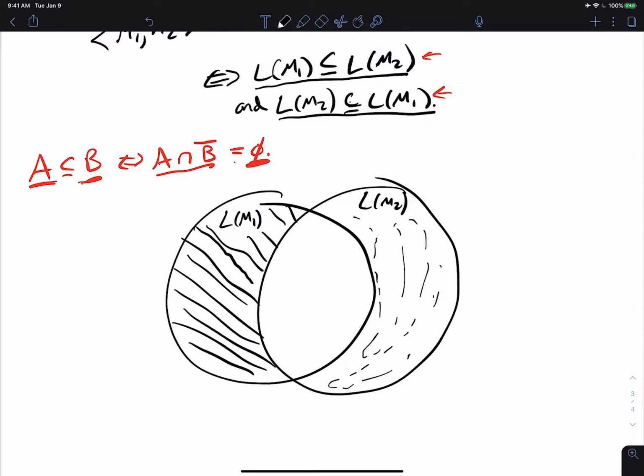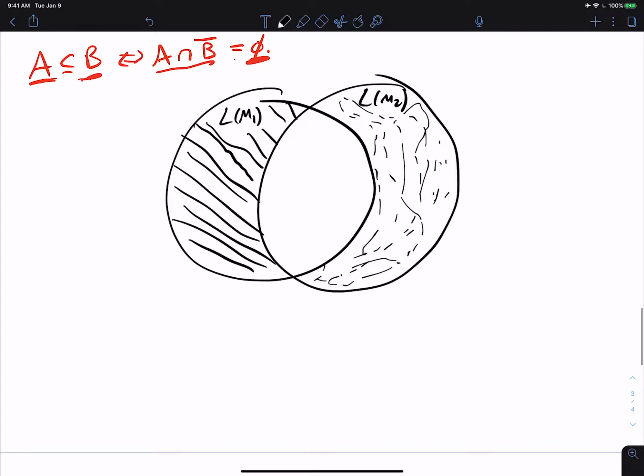So these two regions that I'm shading, well, what property do we want these two regions to be? Well, the left one is everything that is in the first language, but not in the second one. And the one on the right is all of the strings that are in the second language, but not the first. So we want the union of these two areas to be empty. So in other words, we want both of these to be empty.